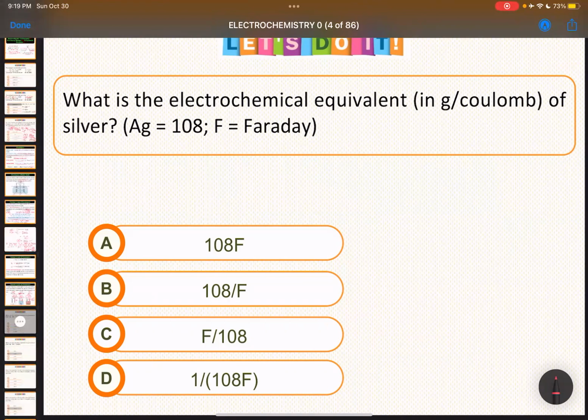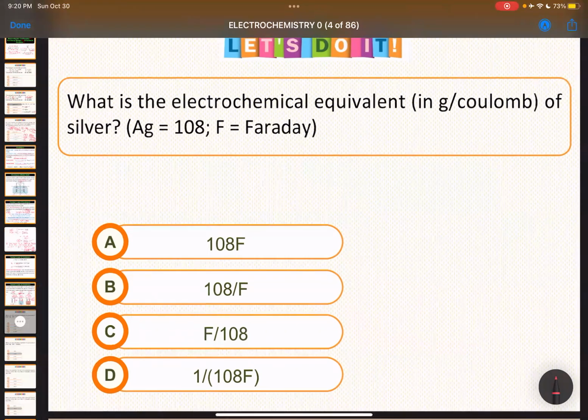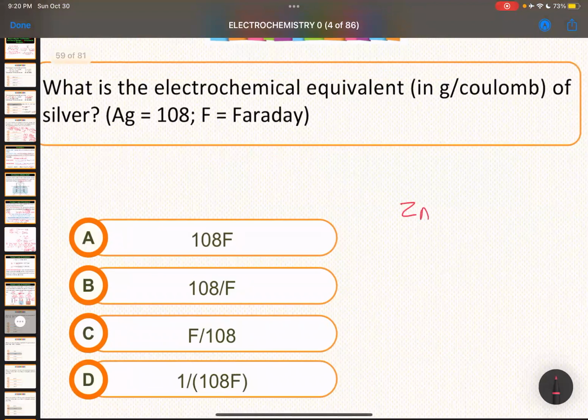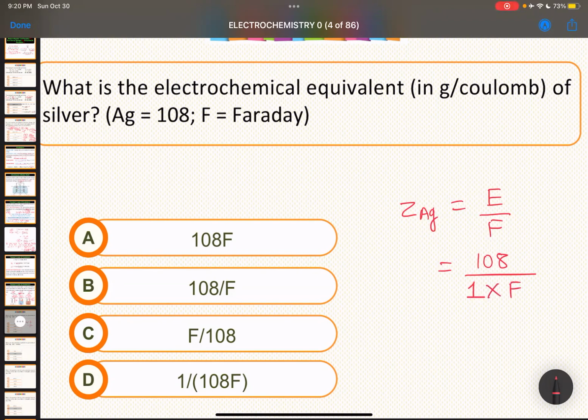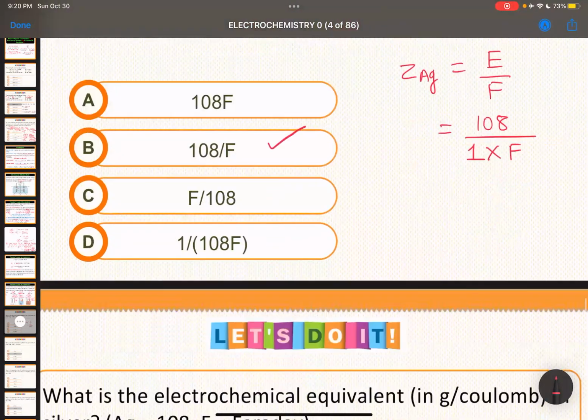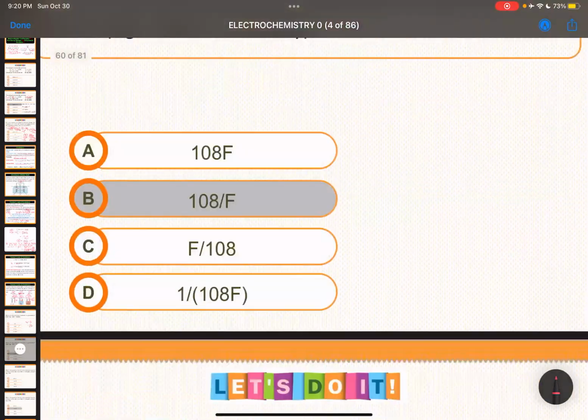What is the electrochemical equivalent of silver? Very simple. Z of silver, that we already did just now. Just quickly we can revise. E by F, equivalent weight of silver by Faraday's constant. Equivalent weight is molar mass by the charge, which is 1, into F. So it is 108 by F, right? Clear?